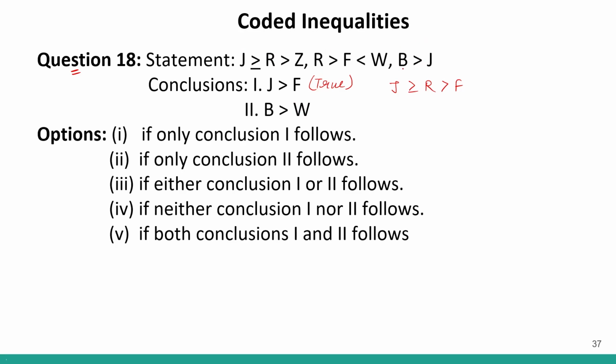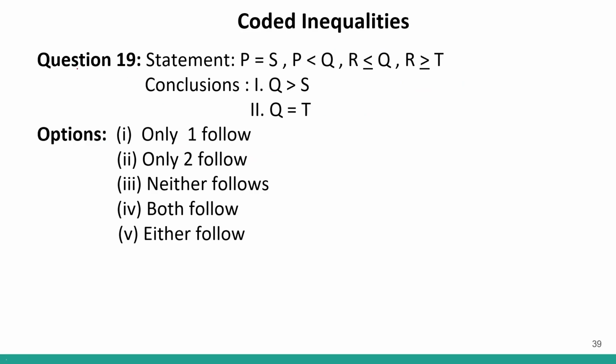So if I look over here, B is greater than J, J is greater than R and Z. But we don't have any relationship between B and W. There is no direct relationship. If I move forward, I can see B is greater than J. This much information also I can use. J is greater than or equal to R. Correct? But now I don't have any relationship between R and W. So I cannot conclude the relationship between B and W. Therefore, this conclusion will be false. Correct? So my answer will be that only conclusion 1 follows. Option number 1. Clear?